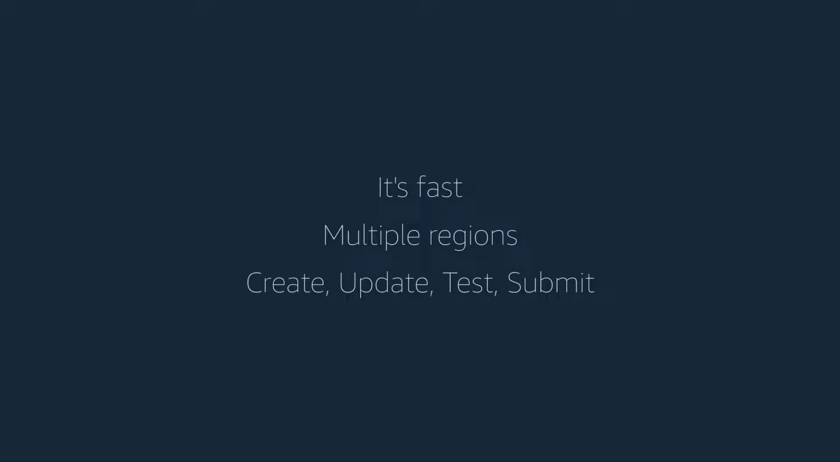For one thing, it's fast. You can build and deploy a skill with a few commands. We've also added support for multiple regions. Now you can use the CLI in the same regions as the developer portal. Speaking of the portal, there's no longer any need to open it up to enable testing, deploy to Lambda, or delete a skill. You can do it all from the CLI with a few commands.